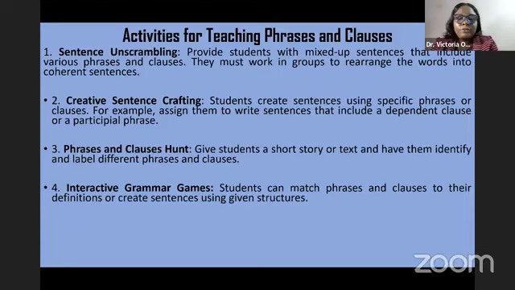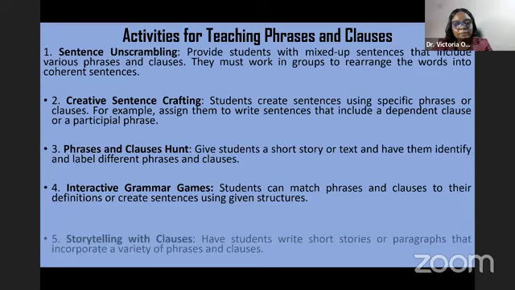We can also use interactive grammar games where students can match phrases with their definitions. So just as we did for the words, this time they can match phrases with the various definitions, and that can equally help them to get a fuller grasp of what they are being taught.